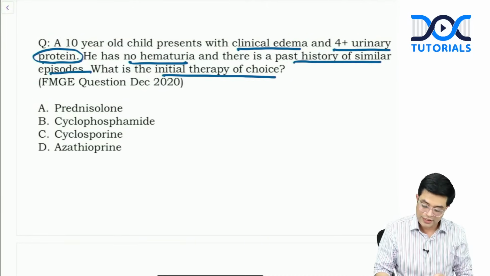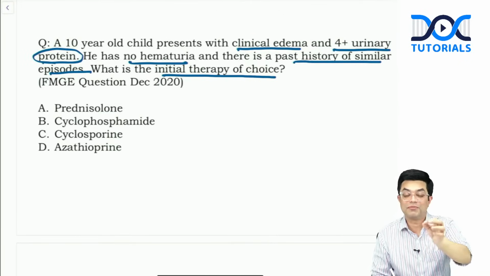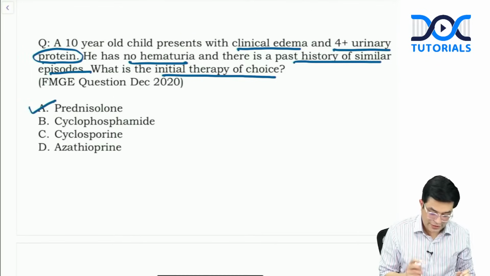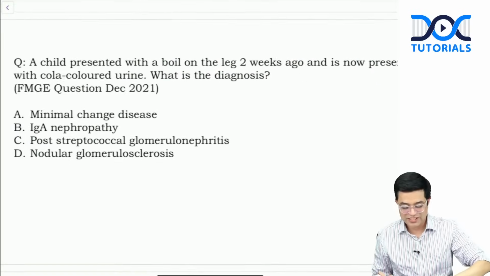तो डायग्नोसिस क्या है? नेफ्रोटिक सिंड्रोम. कौन सा वैरायटी? मिनिमल चेंज डिजीज. तो मिनिमल चेंज में इनिशियल थेरेपी ऑफ चॉइस क्या है? We have already done. Yes, स्टीरॉइड्स. That is prednisolone is the answer. सो सॉल्व हो गया. Let's move to the next question.